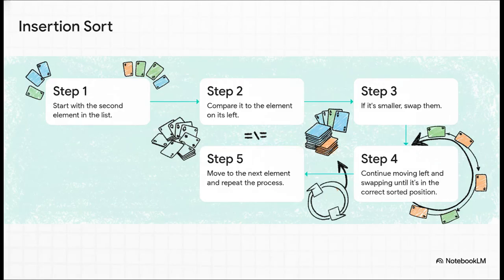Okay, so let's put that into actual steps. The algorithm grabs the second item in a list. It looks at the one to its left and asks, hey, am I smaller than you? If the answer is yes, it swaps. And it keeps doing that, shuffling its way to the left until it finds its correct home. Then it just moves on to the next item and does the whole thing all over again, slowly building up this sorted section of the list.